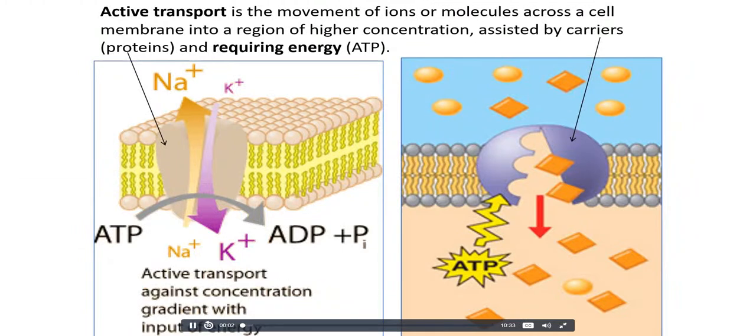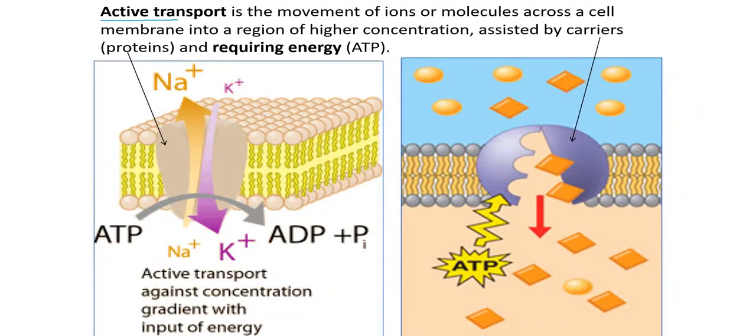So next we're talking about the last type of transport. It's called active transport. It's the movement of ions and molecules across the cellular membrane into a region of high concentration from a region or area of low concentration. It's assisted by protein carriers, transmembrane proteins, and it's called active because it requires energy, ATP molecules. So let's see how this works.